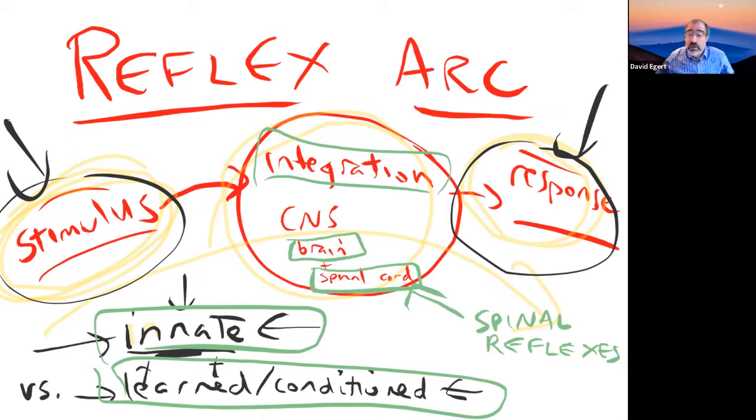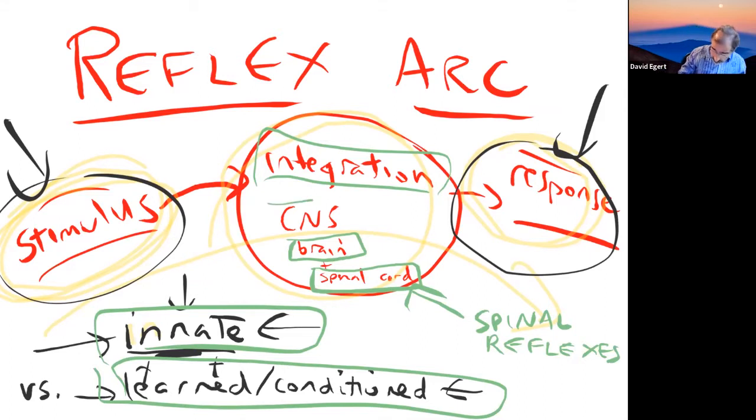The reflexes we'll talk about later where you need to urinate or defecate as your bladder or rectum starts stretching out, and you got that urge to pee or to poop. That's integrated in the spinal cord, you don't need the brain for that.